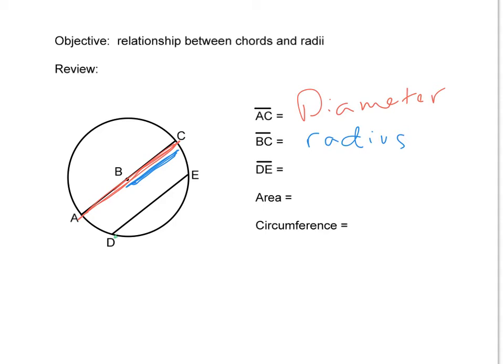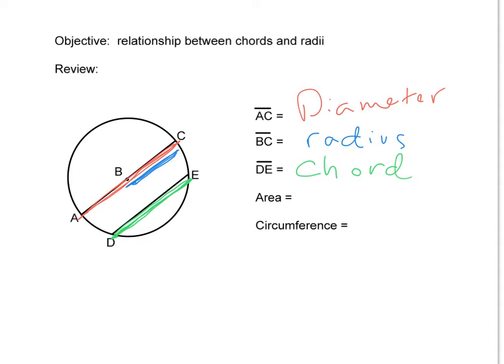Segment DE going from edge to edge. It does not have to go through the center, but any line that goes from edge to edge of a circle, of course, is called a chord.